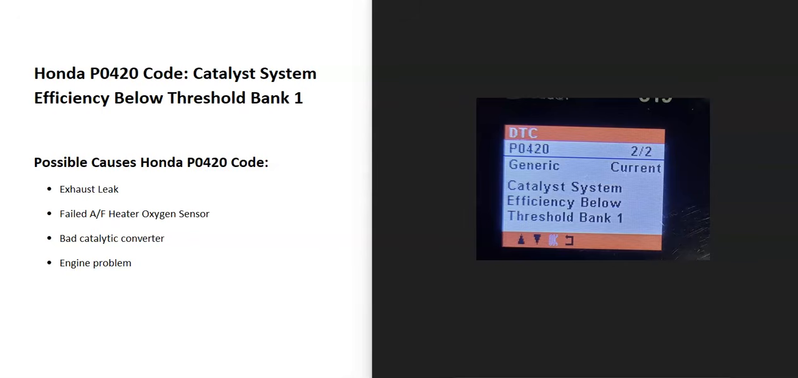So today I'm talking about a Honda with the P0420 code, what it is and how you go about fixing it. And so what is a Honda P0420 code? Well, it's a catalyst system efficiency below threshold bank 1. And what does this mean?